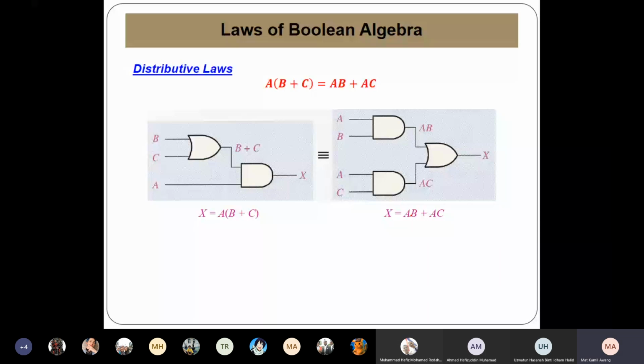So therefore, X is equal to A and B or A and C. So this is really the same. If you look at the implementation, the first one actually saves the number of gates, because each gate is built using amplifiers or transistors. So the more gates, the more amplifiers you use, and the more space you use on the IC.